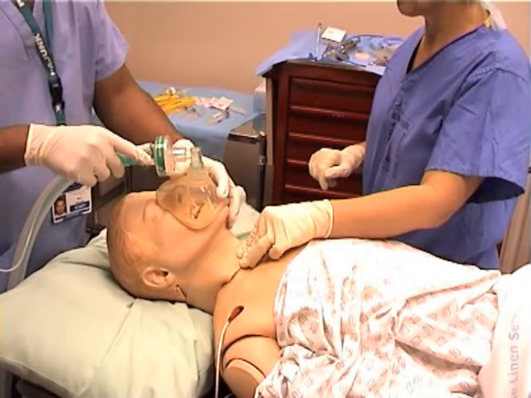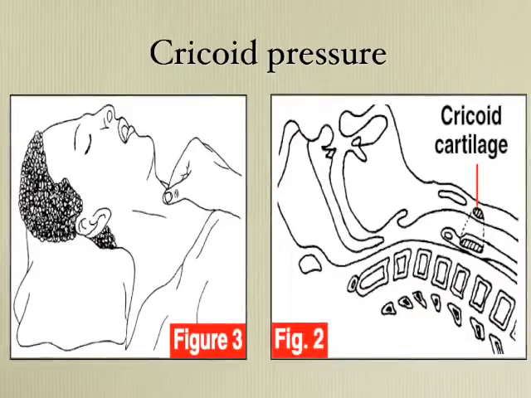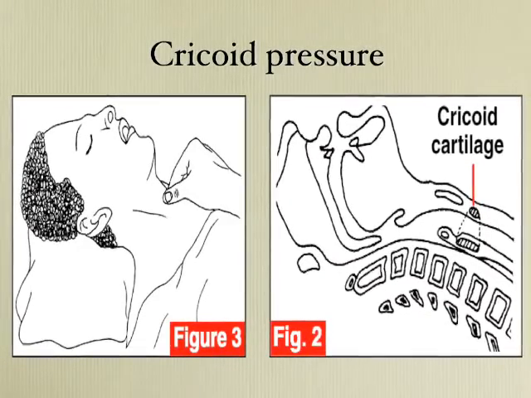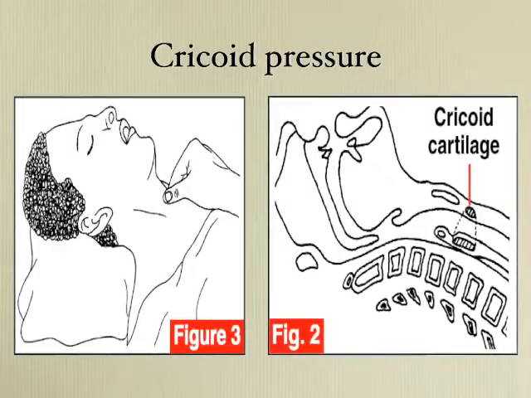Rapid sequence induction aims to achieve rapid induction and intubation without actually ventilating the lungs or stomach, thereby reducing the risk of aspiration. The application of cricoid pressure as a part of rapid sequence induction is to minimize aspiration by occluding the esophagus against the cervical vertebrae.